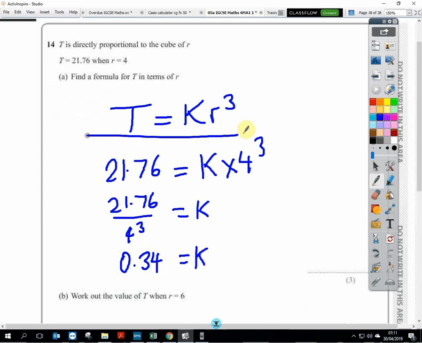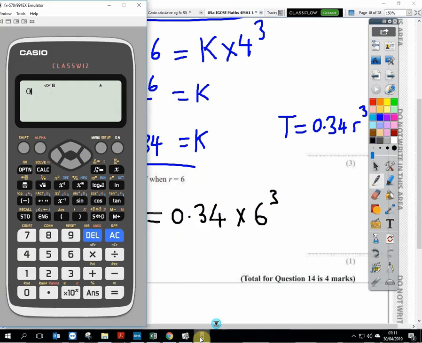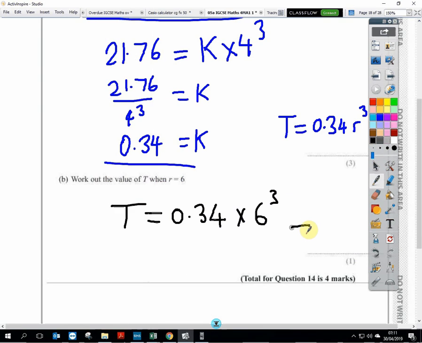Okay, so you got your first mark, this is the second mark. The third mark is for going back to the first line, but replacing the k with the number that you have just found out, which is 0.34. Work out the value of t when r is 6. So we have t equals 0.34 times 6 cubed. Okay, and you do that, you get 73.44. Okay, next.